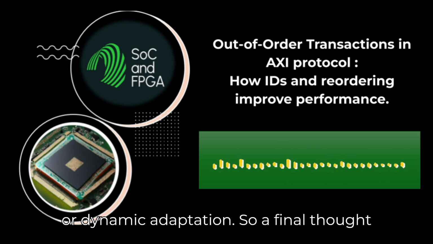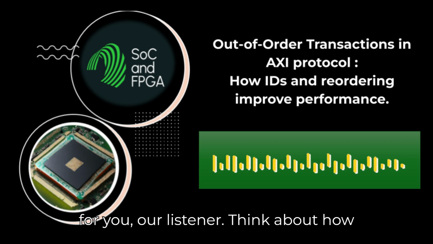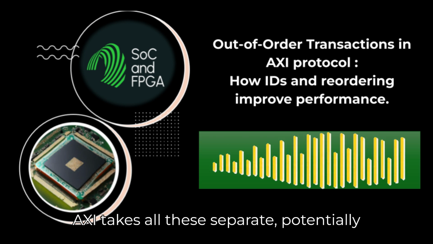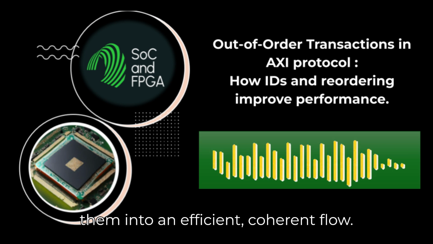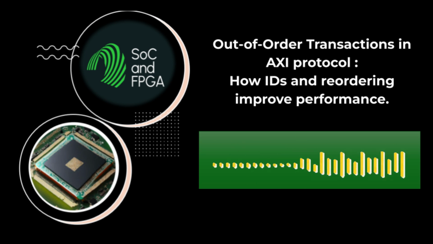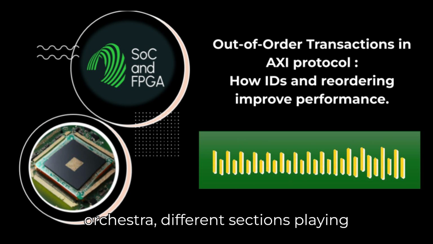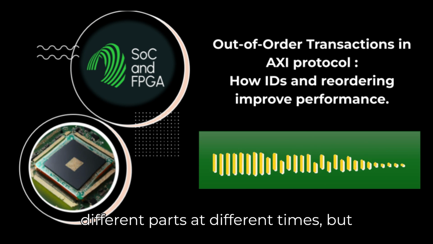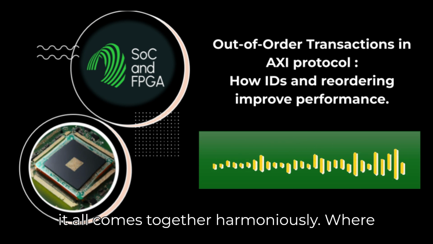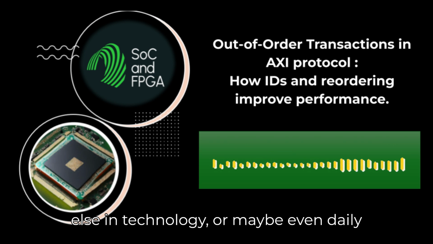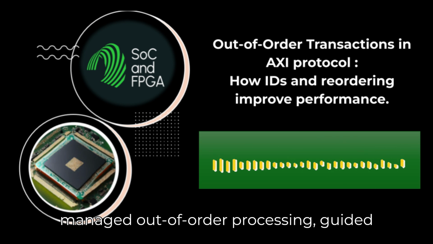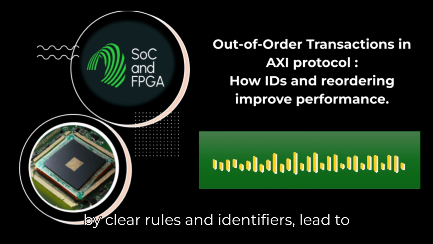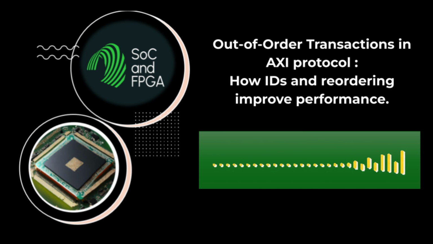So a final thought for you, our listener. Think about how AXI takes all these separate, potentially out-of-sync requests and orchestrates them into an efficient, coherent flow. It's like a conductor leading an orchestra. Different sections playing different parts at different times, but it all comes together harmoniously. Where else in technology or maybe even daily life could applying this principle of managed out-of-order processing, guided by clear rules and identifiers, lead to greater overall efficiency and harmony? Something to ponder.